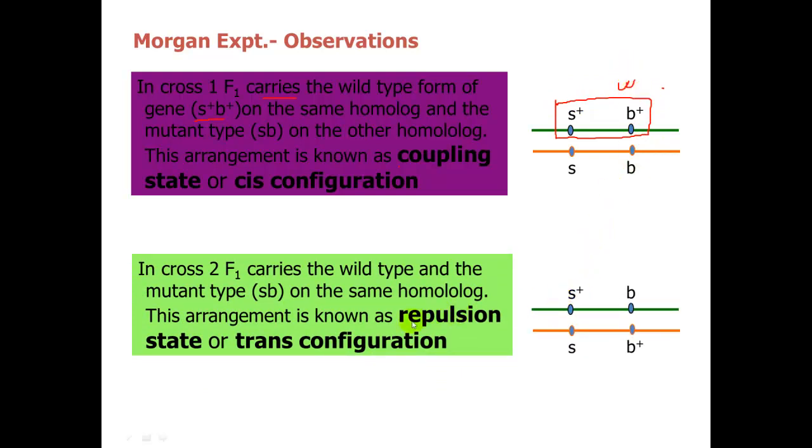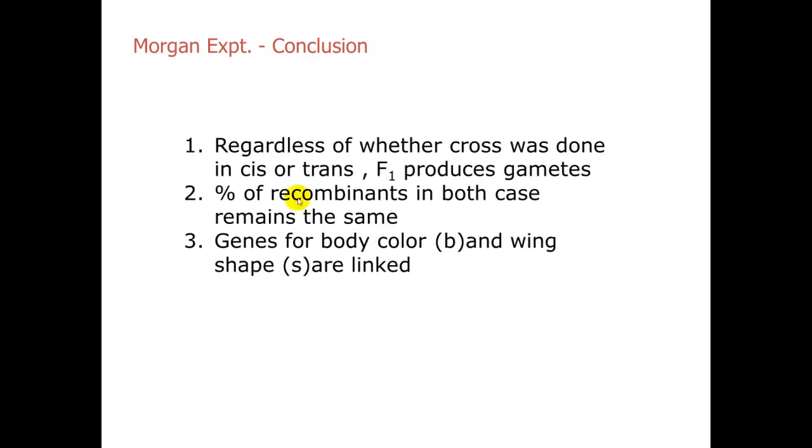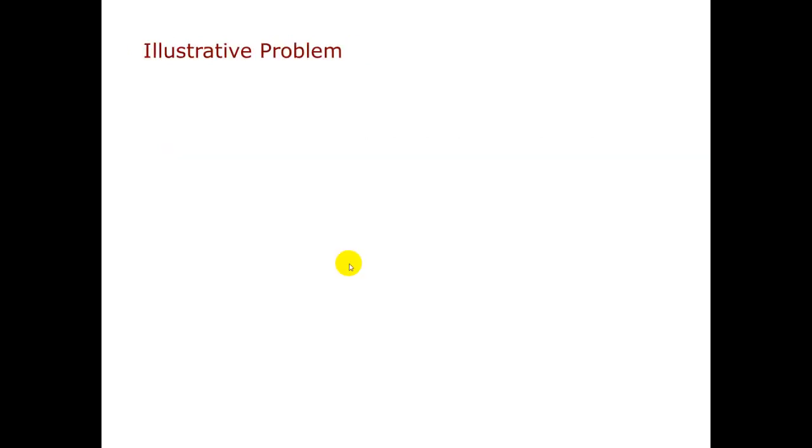Okay. So what was the conclusion? The conclusion was, irrespective of the fact whether cross was done in cis or trans, F1 produced gametes. Percentage of recombinants in both cases remain the same, and that is less, and parental combinations are much more. So it can be easily concluded that genes for body color and wing shape are linked. So that's why they inherit together. Since they inherit together, that's why the parental combinations are more. So this is the thing what we observed in case of linkage.